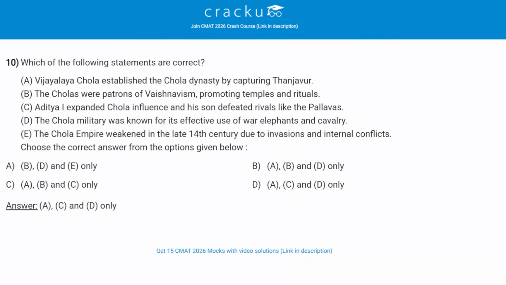In the next question, we need to find which of the following statements are correct. Vijayalaya Chola established the Chola dynasty by capturing Thanjavur. This is correct. The Cholas were patrons of Vaishnavism, promoting temples and rituals. This is wrong. They were patrons of Shaivism. Aditya I expanded Chola influence and his son defeated rivals like the Pallavas. This is correct. The Chola military was known for its effective use of war elephants and cavalry. This is correct. The Chola Empire weakened in the late 14th century due to invasion and internal conflict. This is wrong. So A, C, D, three options are correct. So option D is the correct answer.